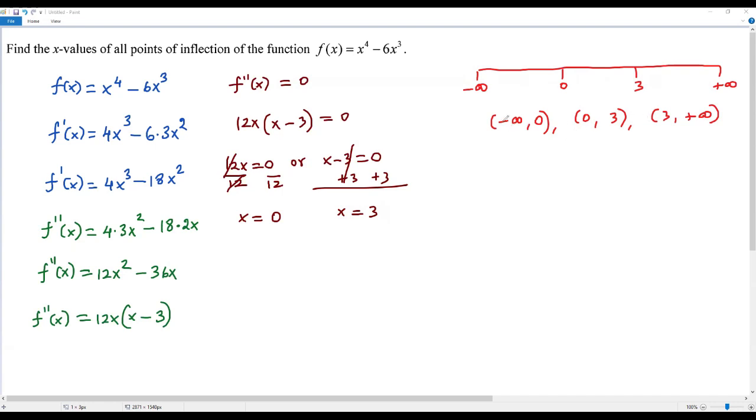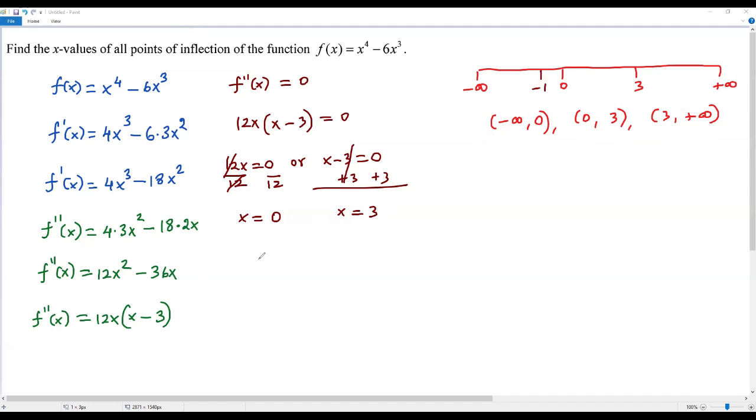Okay, now what I have to do is check each of these 3 intervals with f double prime of x. I have to check whether f double prime of x becomes positive or negative in each interval. For that, we have to take a random value in each interval. Let me consider the first interval. The random value we can have in this first interval is, I think, negative 1.